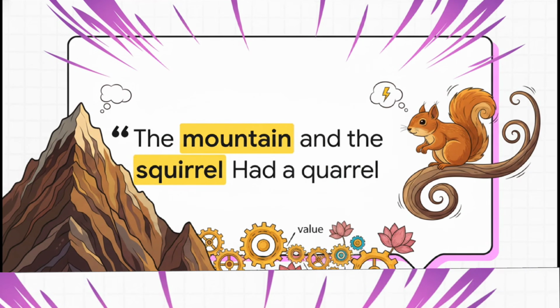The poem wastes absolutely no time setting the stage. Right off the bat, in the very first 2 lines, we've got our conflict and our characters. This huge, unmoving mountain, and this tiny, scrappy squirrel, and they're having a quarrel, an argument. It immediately makes you think, what on earth could a mountain and a squirrel possibly argue about?